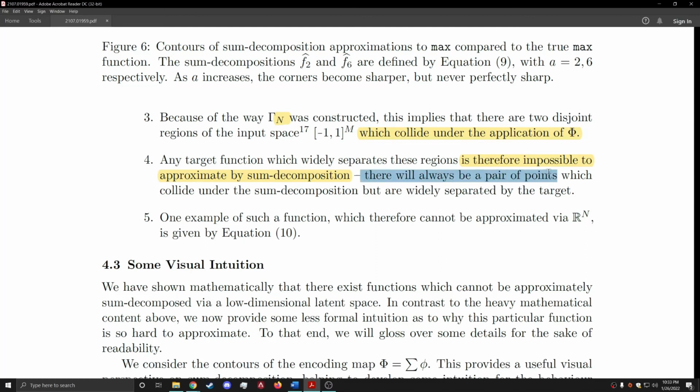There will always be a pair of points which collide under the sum decomposition if you require that latent space. Of course, this is going to be exactly like representation. There's no guarantee that you need m for every single function. There are going to be some functions which you only need a latent space of size 1. Some functions just don't need that much.